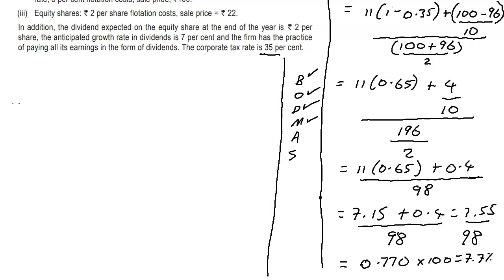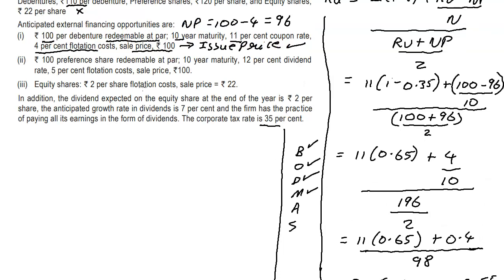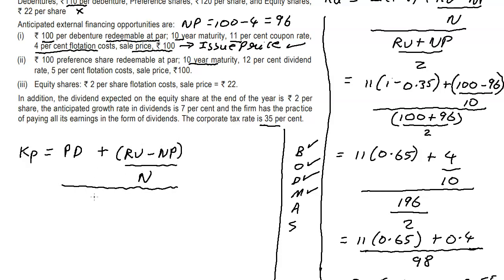And remember, in the question, we've been told that there's a maturity period for preference shares. So that means we are again dealing with redeemable preference shares. The formula for redeemable preference shares is KP is equal to PD, preference dividend. Remember, no tax benefit. So there will be no 1 minus T. We directly go to RV minus NP upon N, redemption value minus net proceeds upon number of years, divided by redemption value plus net proceeds upon 2.